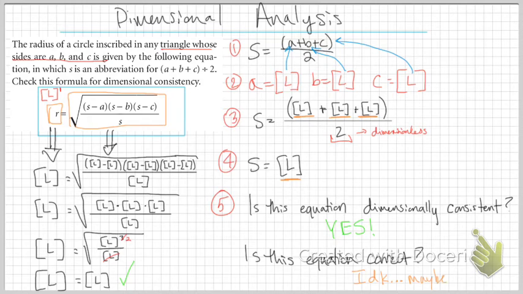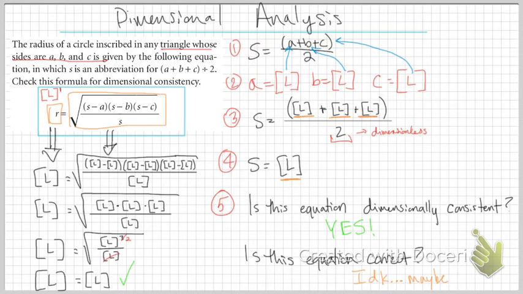I don't know. Maybe. Just because it's dimensionally consistent does not necessarily mean that the equation is correct. So dimensional analysis is extremely helpful for letting us know if an equation is dimensionally sound, meaning does it make sense at least physically in the dimensions it's representing with the variables and how they're being combined.